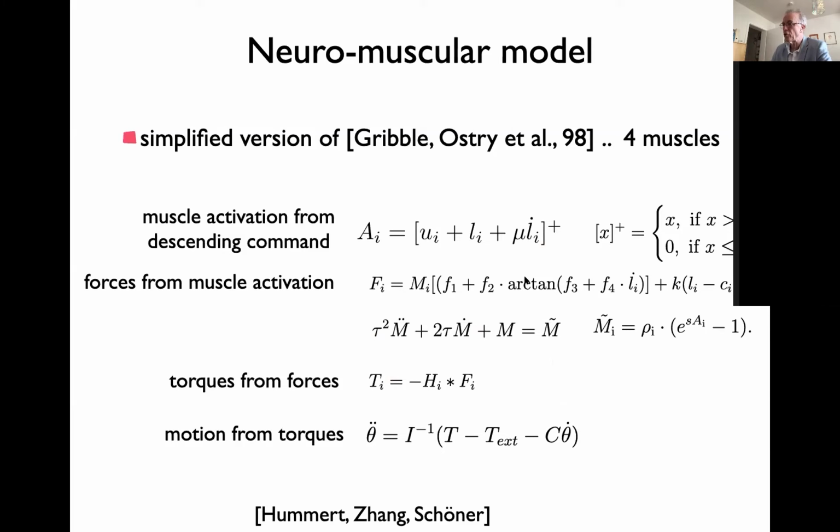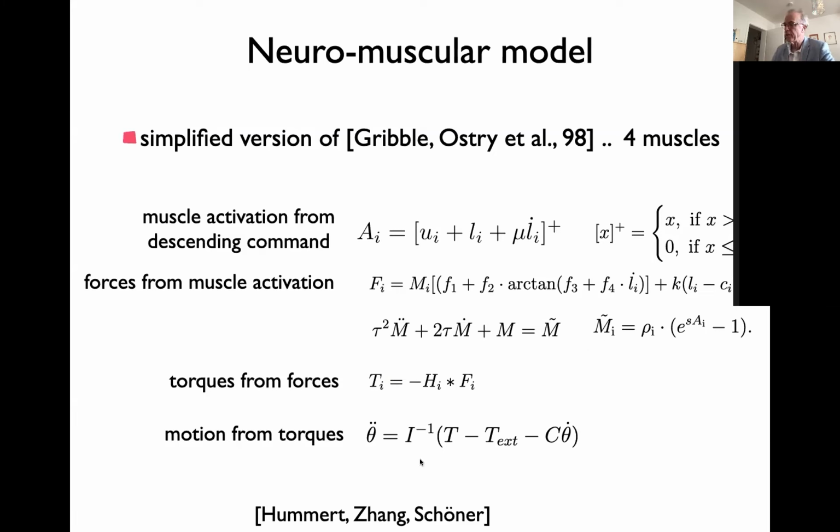And this is essentially the reflex model. I'm not explaining that in detail, but the sensed length and the descending activation are combined to drive the muscle. So the muscle activation goes in here through this expression. You don't have to understand that model. I'm just hinting one can model that in some simple form.